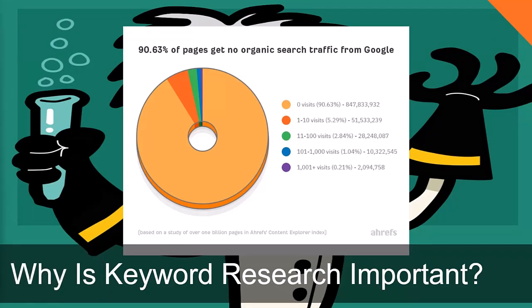Now, many website owners make this mistake, and it's likely a big part of the reason why 90% of all pages on the internet get no organic traffic from Google at all. According to this Ahrefs study, 90.63% of all pages get no traffic at all because they're not targeting the particular keywords that people are searching for.